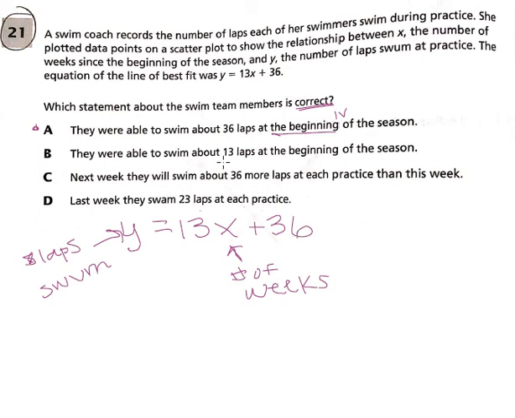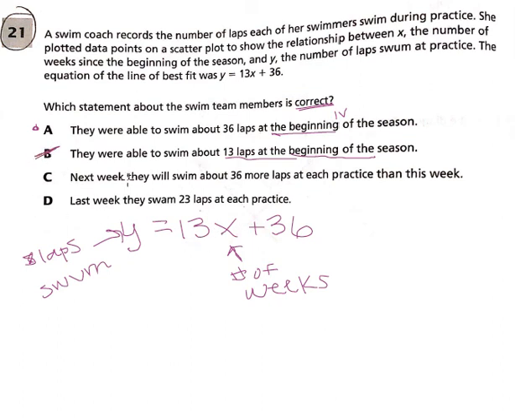It says they were able to swim about 13 laps at the beginning of the season. Well, we actually already know that this would mean that our initial value should be 13. So this 13 here means that it's changing by 13 each week. It doesn't mean it started with 13. They started with 36. It's changing by 13 each week. So it can't be answer choice B.